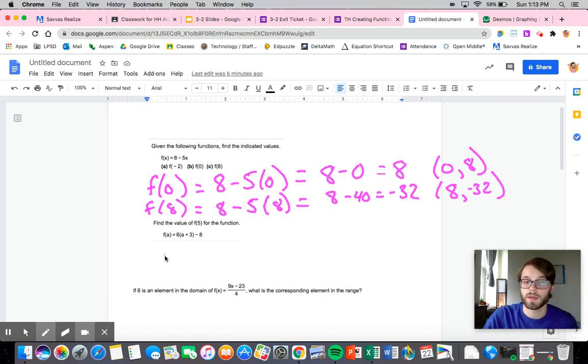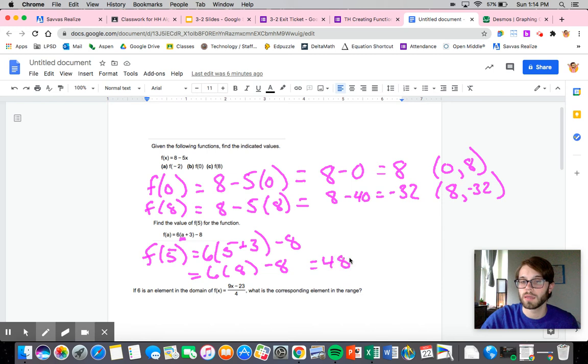There's nothing wrong with that. Our function over here is in terms of a, so it's all right. Essentially, this just means instead of writing x, we're writing a. It doesn't matter. I could still do f of 5, and I would have 6 times 5 plus 3 minus 8. So 6 times 8 minus 8. So I would get 48 minus 8, which is 40.